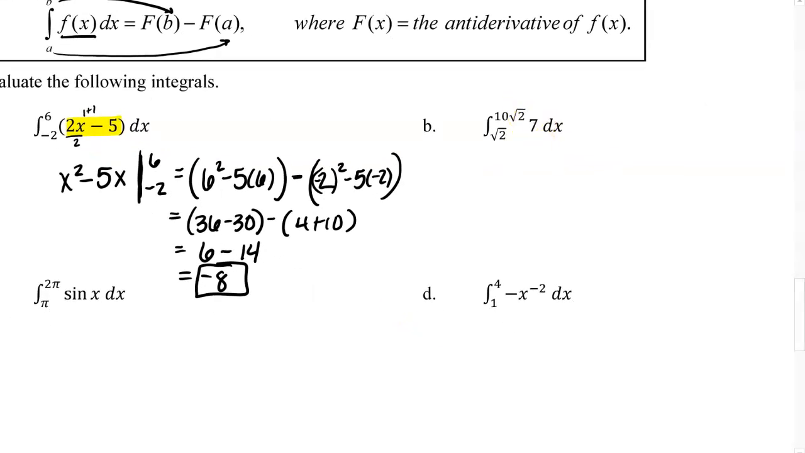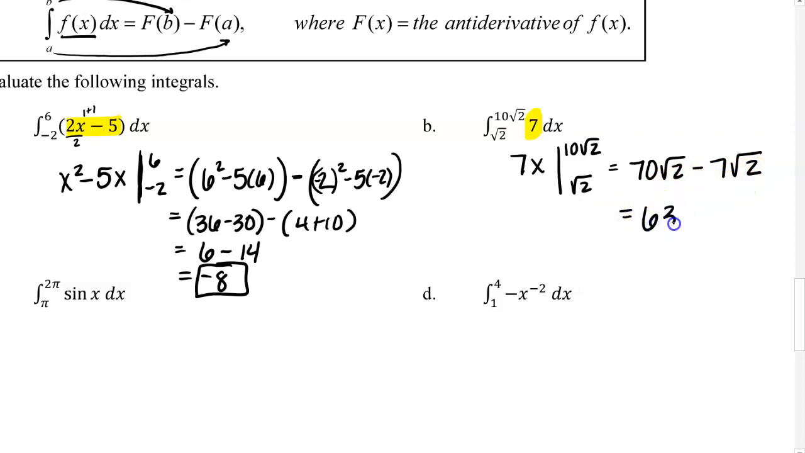Same thing here. The antiderivative of 7 is 7x, from root 2 to 10 root 2. So we get 70 root 2 minus 7 root 2. Because those have the same radical, you can subtract and get 63 root 2.